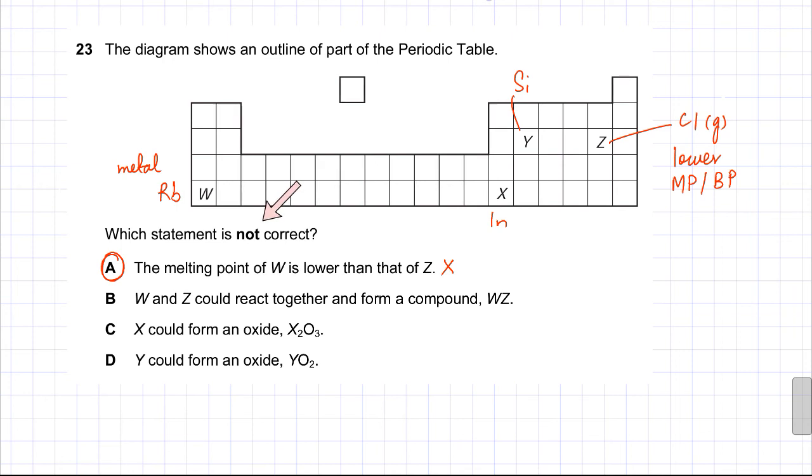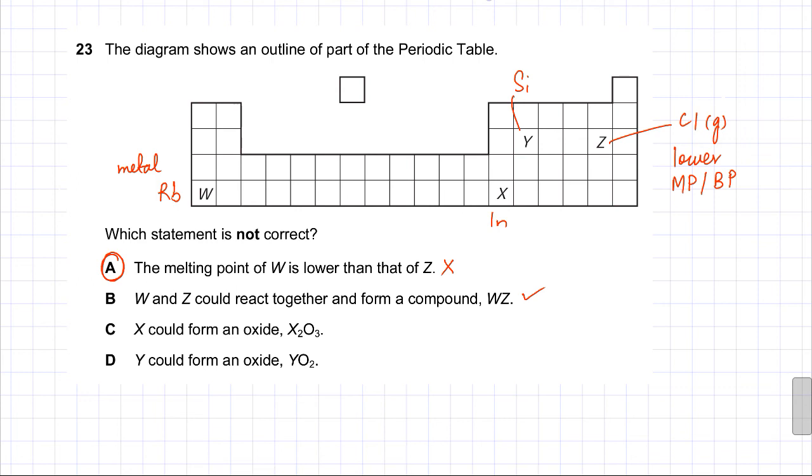W and Z could react together to form a compound WZ. So W is a metal. It's in group 1, so it has 1 valence electron. Z is a non-metal in group 7. So W has 1 valence electron, Z has 7 valence electrons. W is going to lose 1 electron and form an ionic compound with Z. Z would end up gaining 1 electron to complete its outer shell. So the compound is definitely going to be WZ. So that statement is correct.